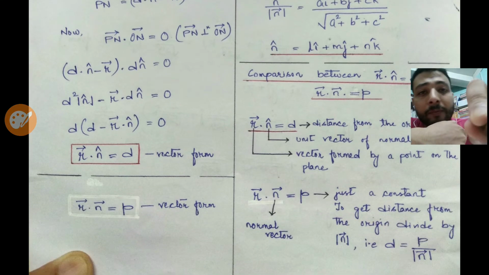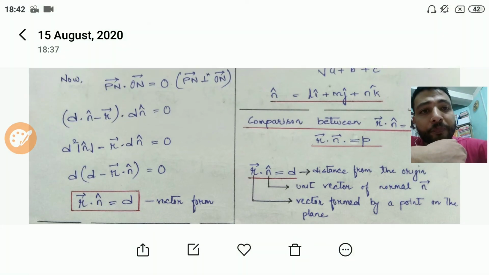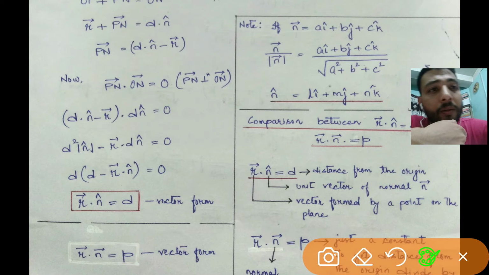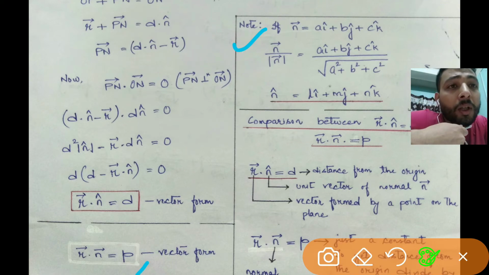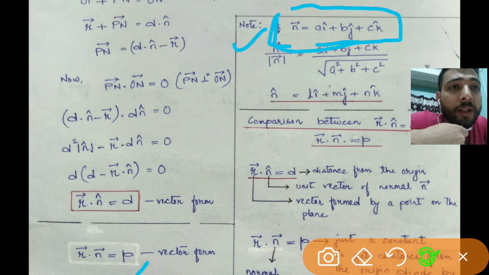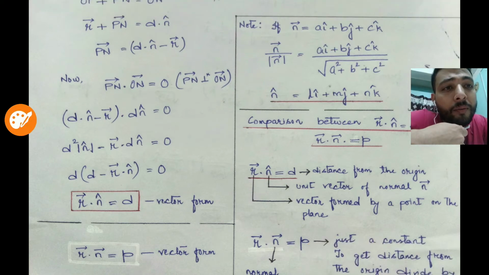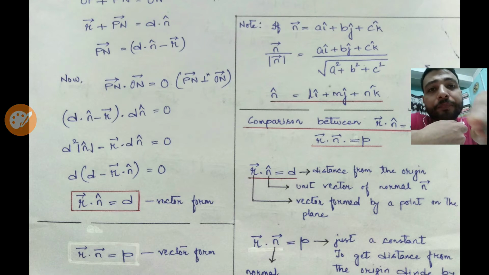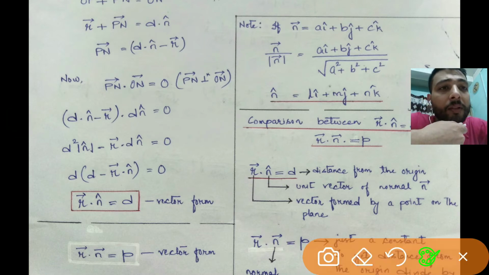Okay, one more form we write. You can check this one, write a note here, then we'll come back to this. So if I have an n vector like this, the normal vector, how do we find its unit vector? You find its unit vector by dividing it with its magnitude.